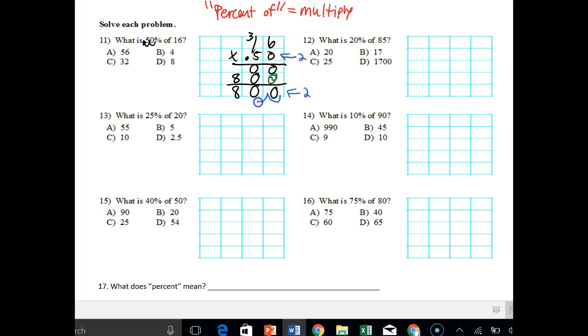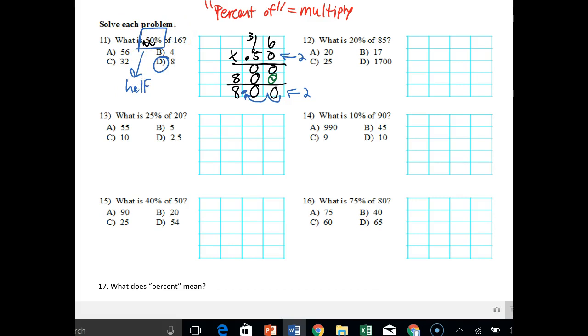Now, I just did all that math, and it seems like, all right, I get it, it's 8.0 or 8. But really, you could have just looked at this right off the bat and said, 50% is just half. And this problem is saying, what is half of 16? Half of 16 is just 8. So you could have done that mentally as well.